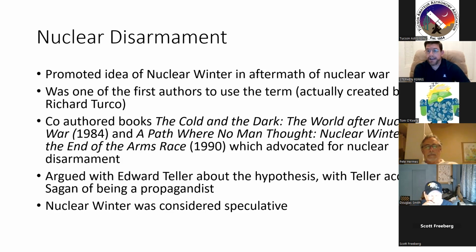Teller, of course, had some shady reputation of his own in terms of his promotion of, how to put this, he was a very strong promoter of nuclear weapons as a means of deterrence, and also to see what he could do with the physics of it. He was the father of the hydrogen bomb in a lot of ways, and Teller basically accused him of being a propagandist, of being an anti-nuclear advocate when it wasn't fair to do that. And even at the time, nuclear winter was considered speculative.